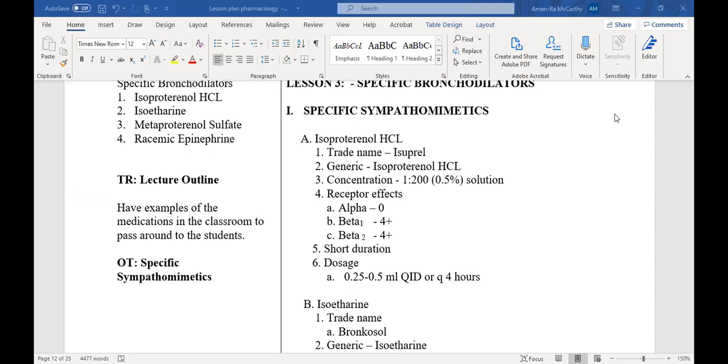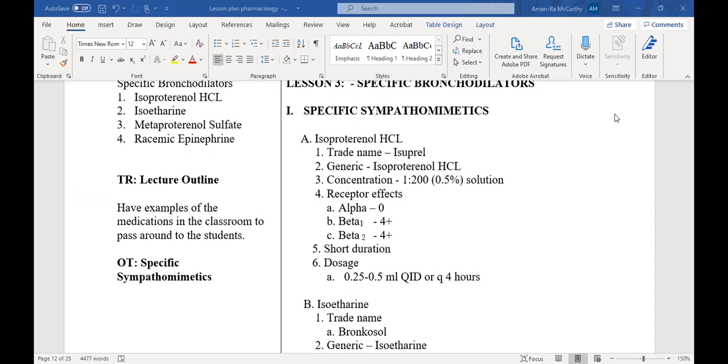Increased heart rate. There you go. Beta 1 is heart effects. Look, it's +4. It's the highest you can get in heart effects. So not only am I going to have nice bronchodilation, but my heart is going to be bam, bam, bam, bam, bam, right? My heart is going to be jumping out of my chest.